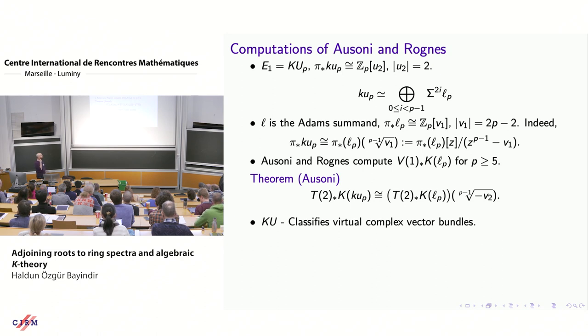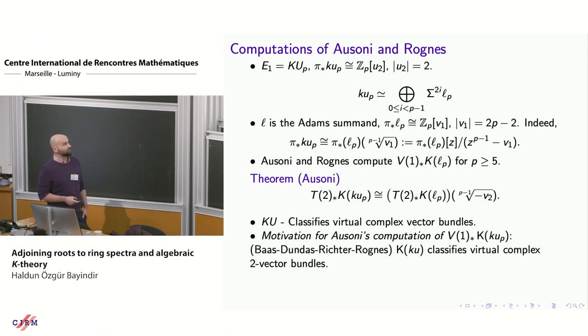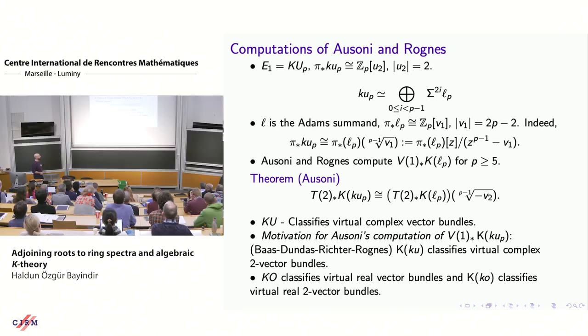OK, here is a quick second motivation for this computation, other than the one that comes from this program of Waldhausen, Ausoni, and Rognes. KU classifies virtual complex vector bundles by definition, basically. And there is a result of Baas, Dundas, Richter, and Rognes that says that if you take algebraic K-theory of KU, these classify virtual complex 2-vector bundles. These are basically vector bundles where the fibers are given by the category of complex vector spaces rather than just a complex vector space. So that kind of provides another motivation for these computations.